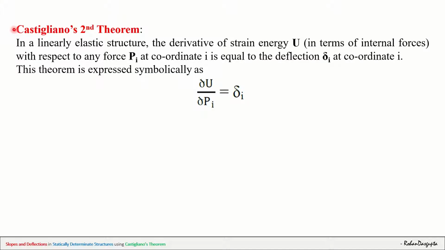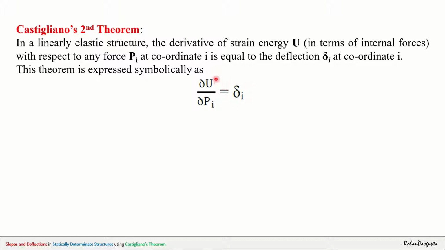Now, as you all might know, there are two Castigliano's theorems, out of which we are going to use Castigliano's second theorem. It states that in a linearly elastic structure, the derivative of strain energy U in terms of internal forces with respect to any force Pi at coordinate I is equal to the deflection delta I at coordinate I.